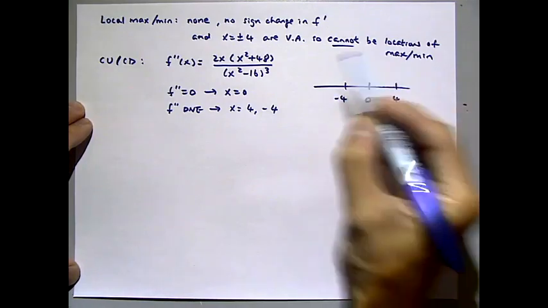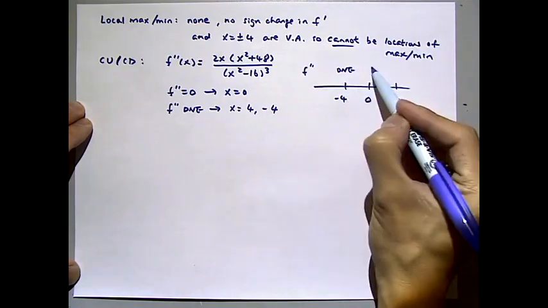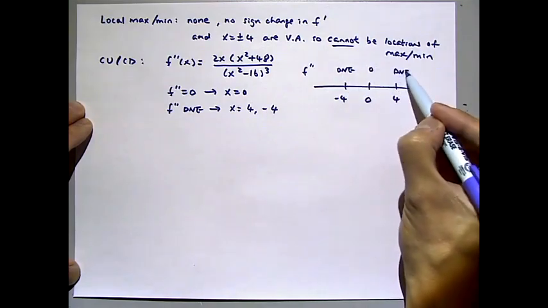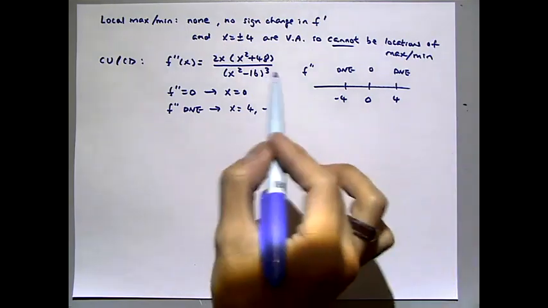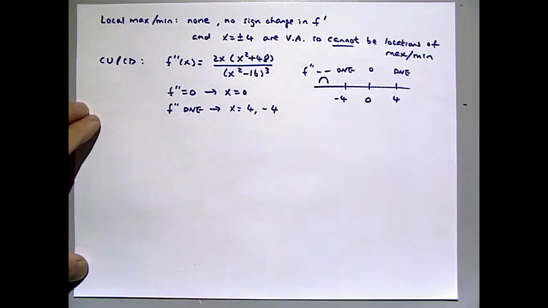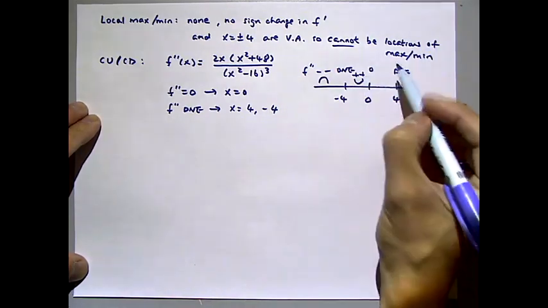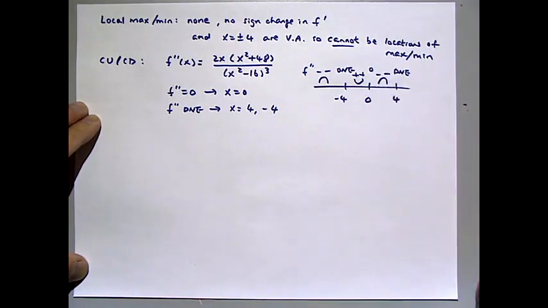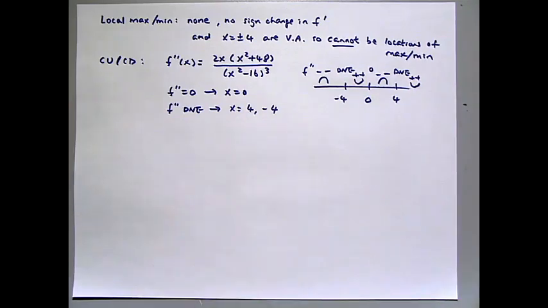Now we check the sign. Does not exist, 0, does not exist. Check signs. Minus here, checking here, you should end up getting concave down, concave up, down, and then finally up again. Down, up, down, up.